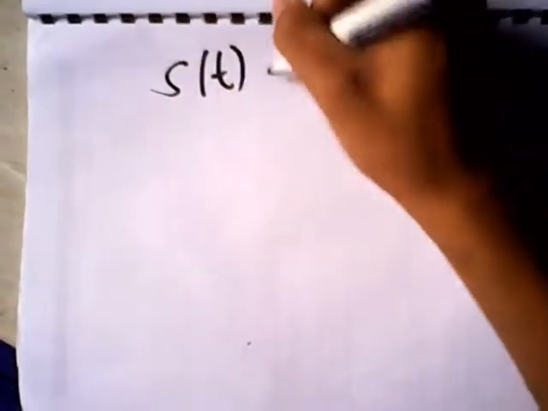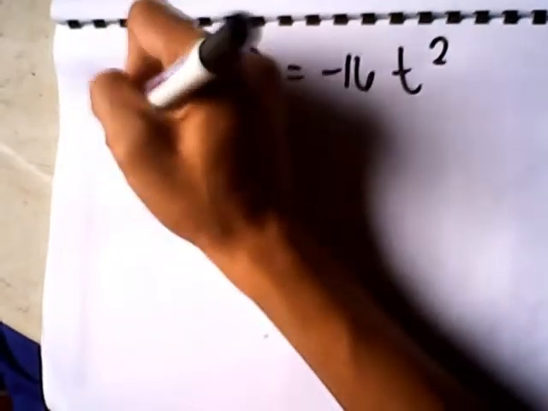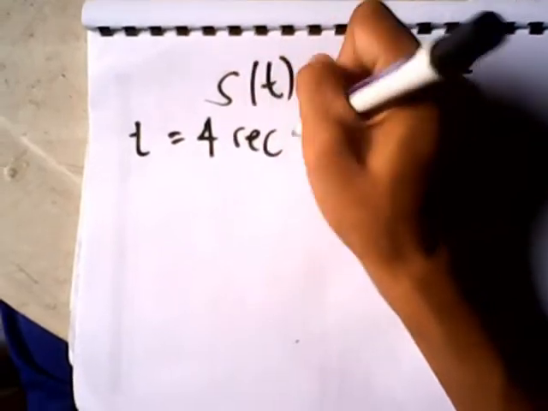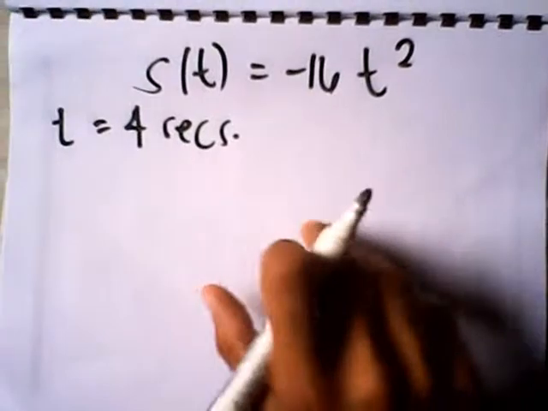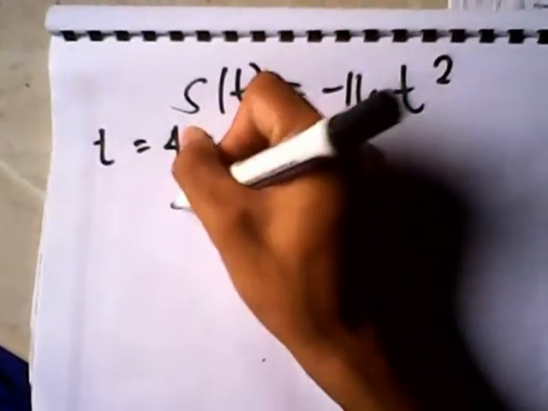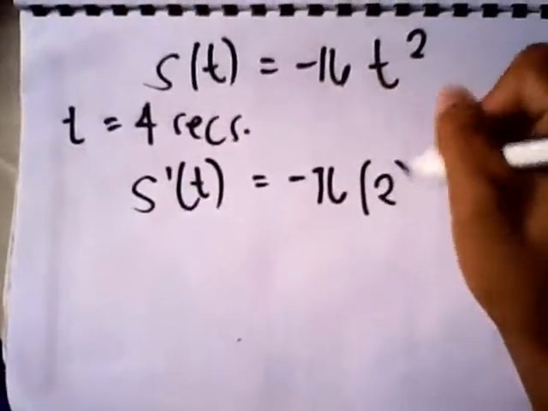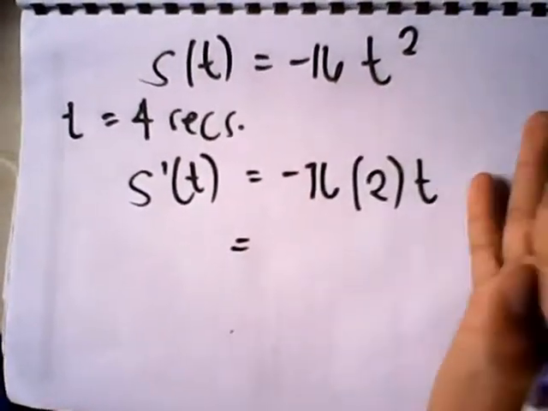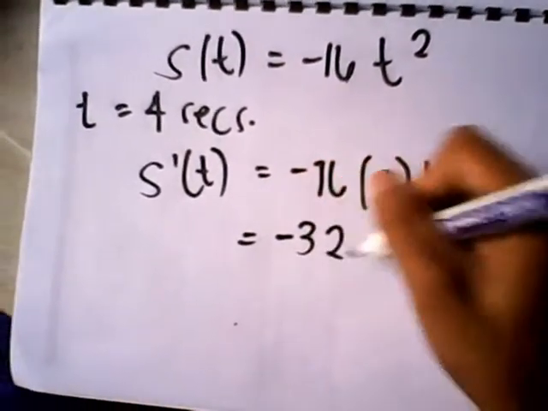Now, s of t is equal to negative 16t squared. Then we have the time when the stone hits the ground, which is 4 seconds. First, in order for us to get the instantaneous velocity of the stone when it hits the ground, we have to get the first derivative of our position function. Then this will become negative 16 times 2 times t, as we have done last time, negative 16 times 2, so negative 32t.